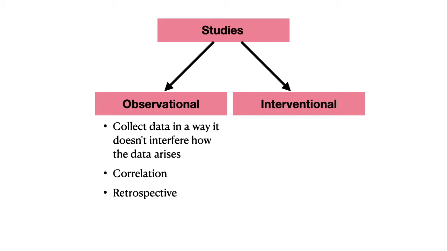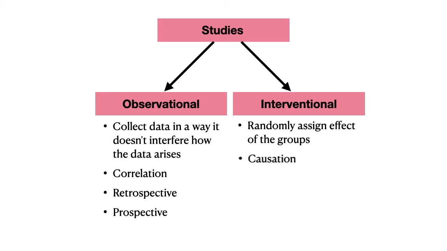There can be two types of observational studies. The first is retrospective. It means that we retrospectively collect the data from what has already happened, or prospective, which means as the study goes along, we keep on collecting the data. The second type of study is interventional, which means that the researcher directly interferes with the study subjects and randomly assigns them to each group. This type of study, that is a randomized controlled trial, helps in establishing causation.